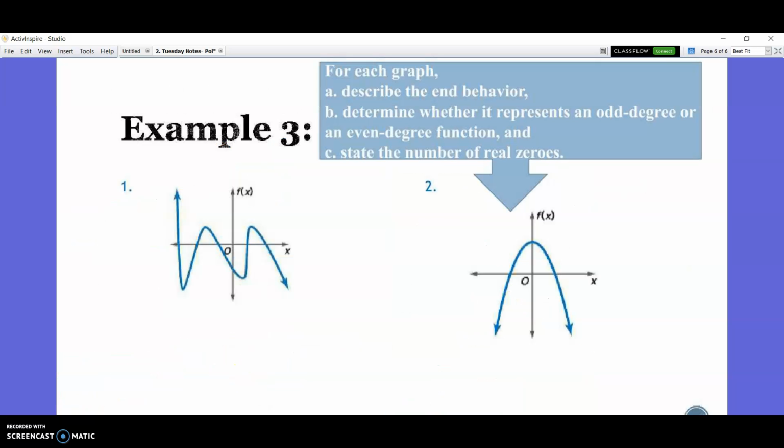Okay, so I want you to try this one. For each graph, answer these three things. Pause the video, and try this out.